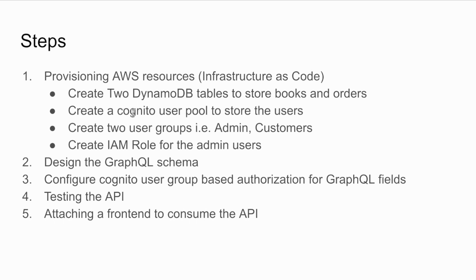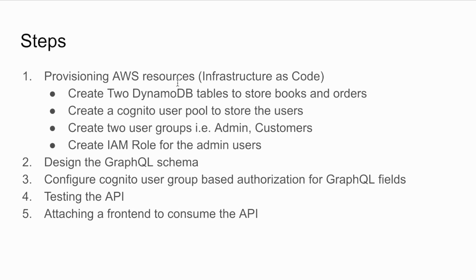Now, just a user pool is not enough for the application because we need to handle 2 types of users. So we are going to create 2 AWS Cognito user groups, one for admin and one for the customers. And then we are going to create a separate IAM role for the users in the admin group, which will grant them more permission, particularly to create books in the books table. So that's our first step.